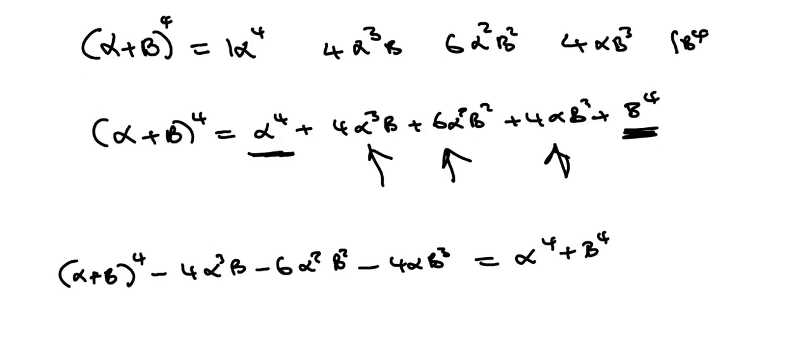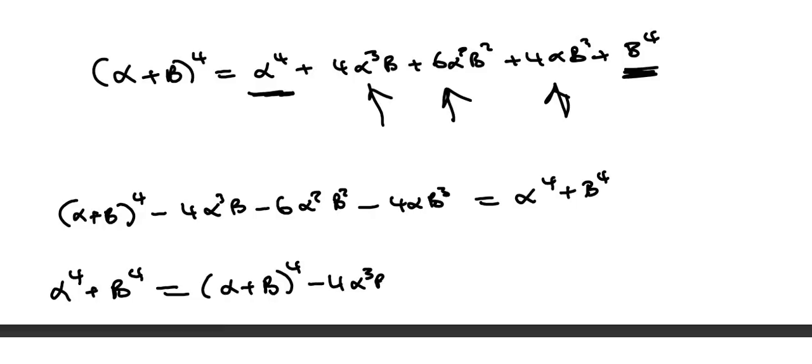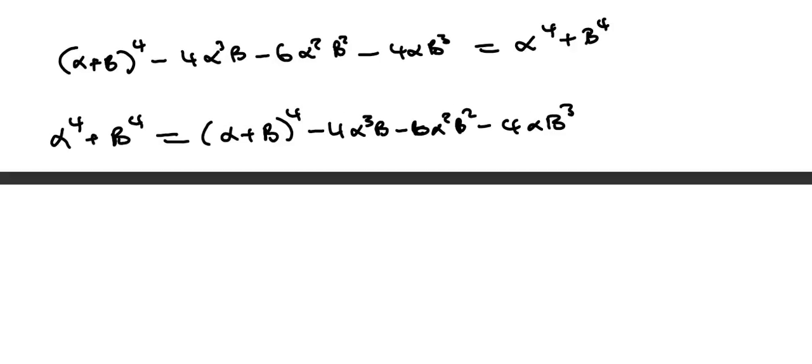Then we can rewrite this. So alpha to the power 4 plus beta to the power 4 is the same as alpha plus beta to the power 4 minus 4 alpha beta, then this is going to be 6 alpha squared beta squared minus 4 alpha beta cubed. This is going to give us the same thing as alpha to the power 4 and beta to the power 4. So we're going to put it in a way that will be okay.